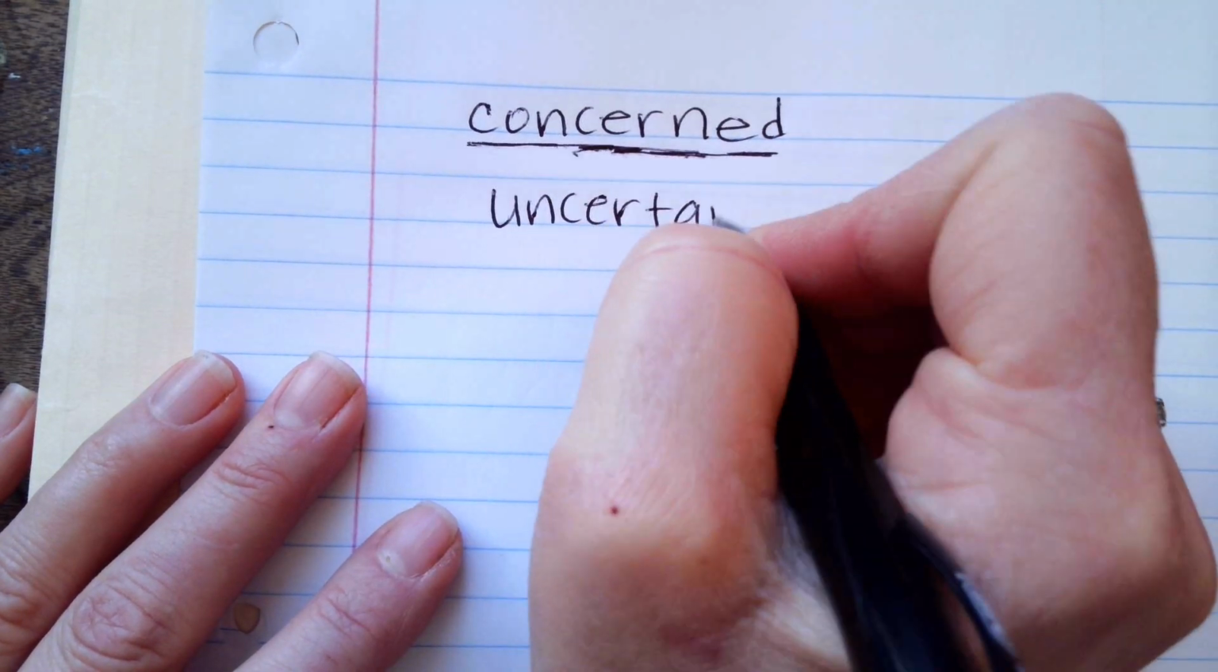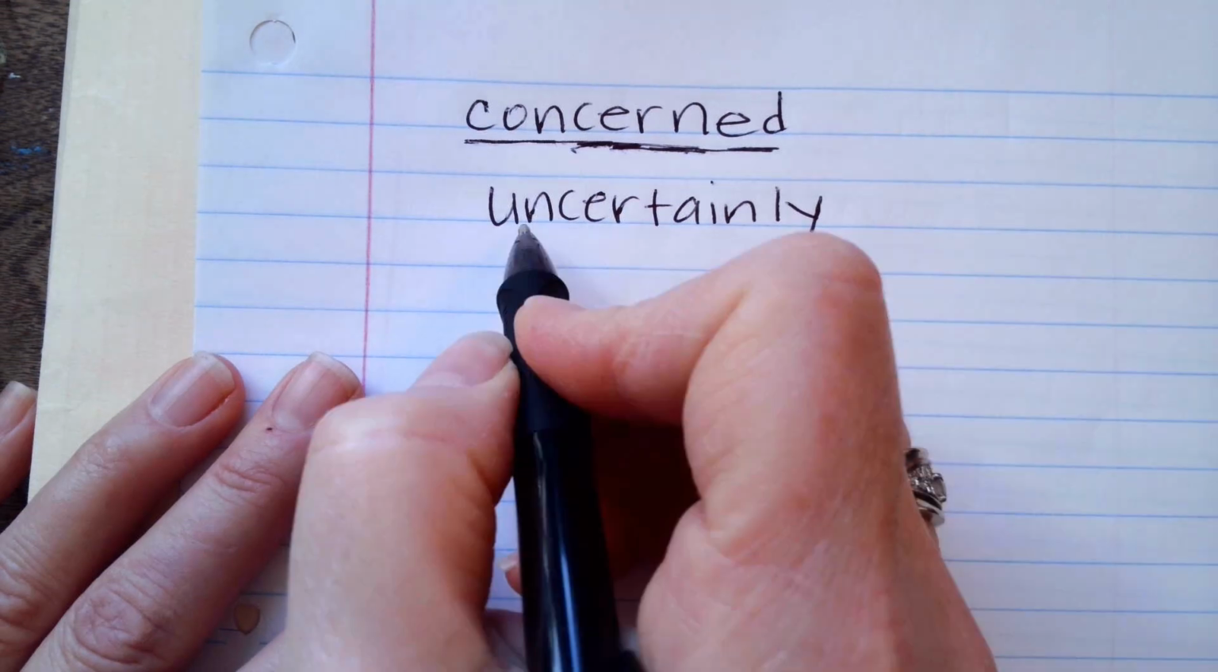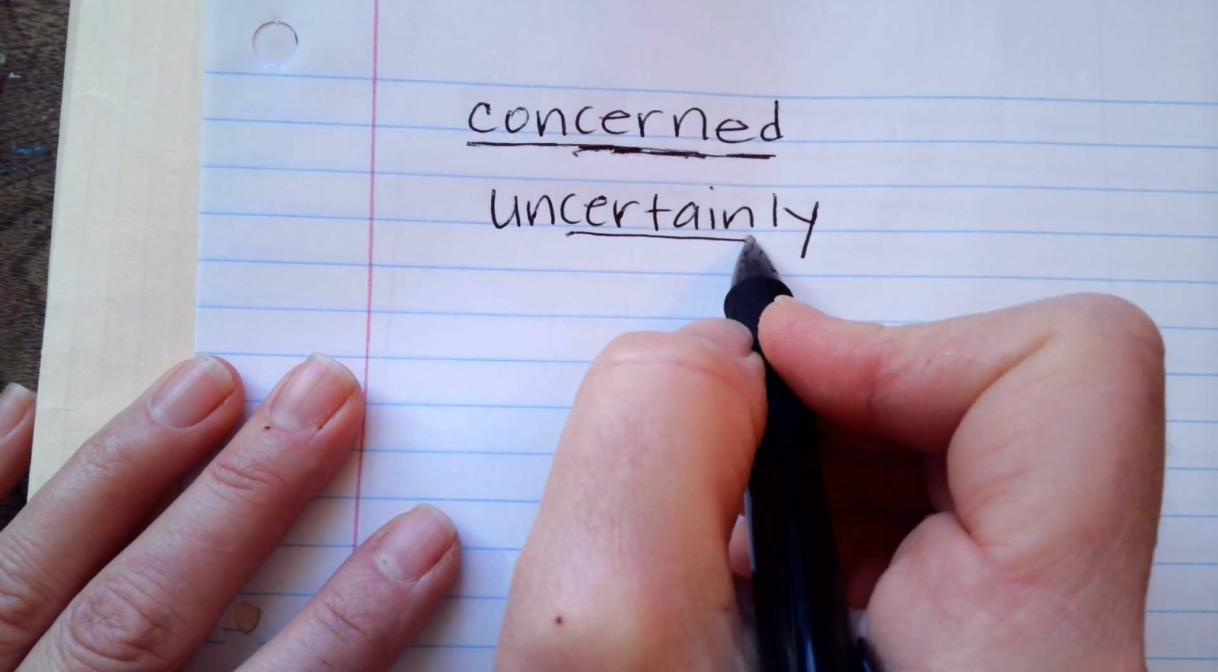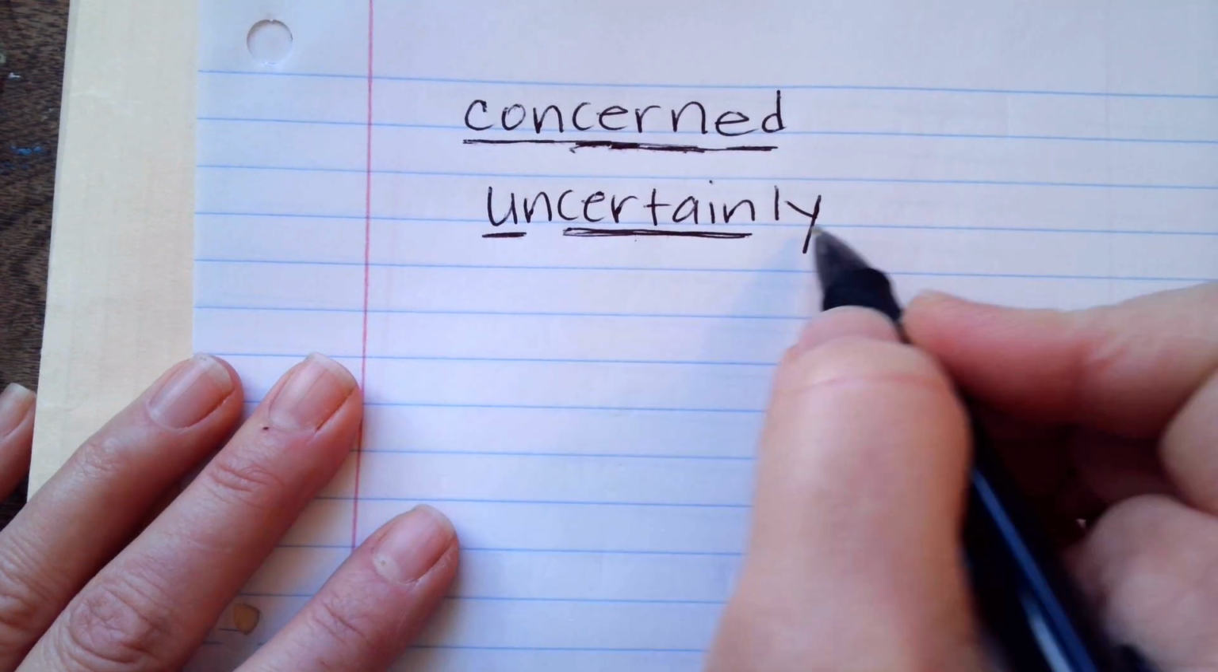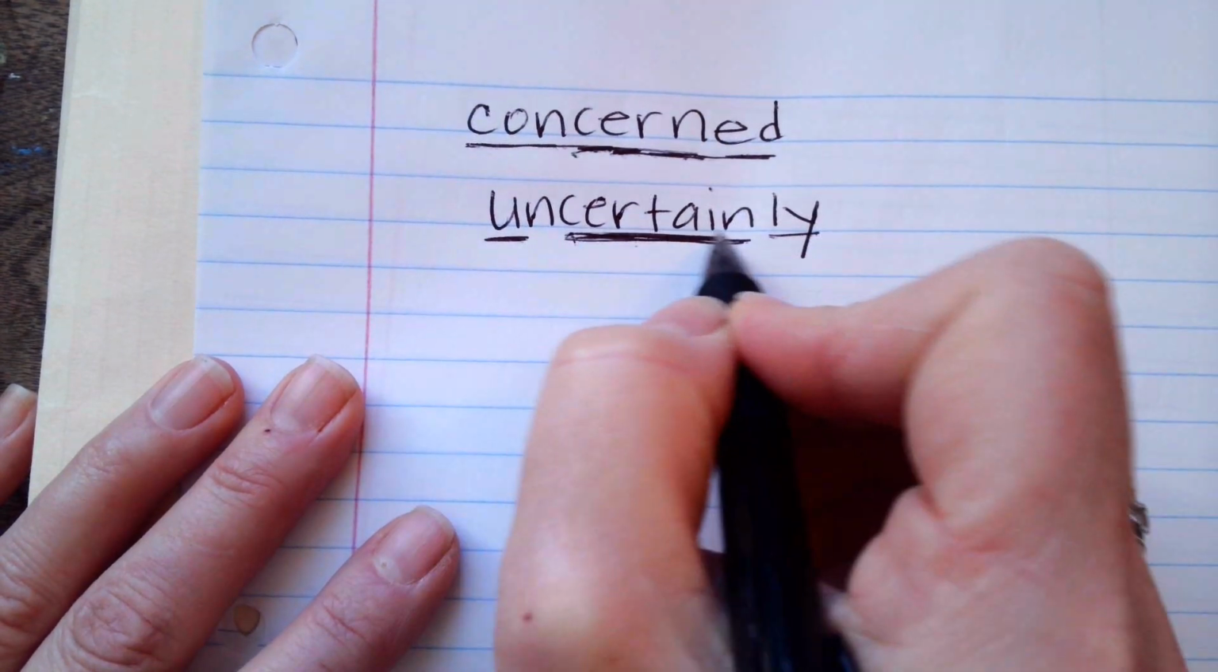This one is a sight word. The root word is right here. It's certain. And then they put it uncertainly. So this is the root word right here, certain.